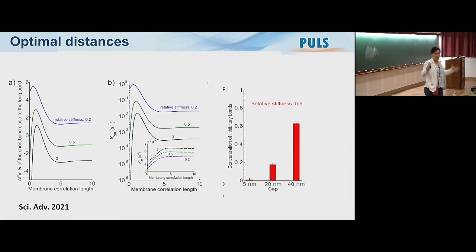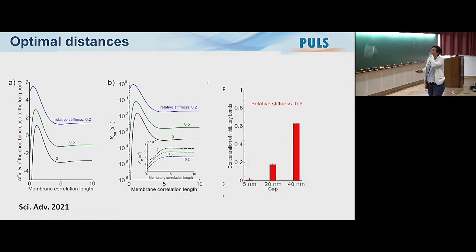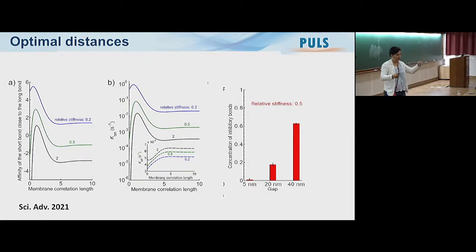So this is at least a parameter which we know. Then you can see that there is kind of an optimal distance for the affinity of the short bond close to the long bond, and vice versa. You see this because it actually comes from the on rate. Which means that there is an optimal place.